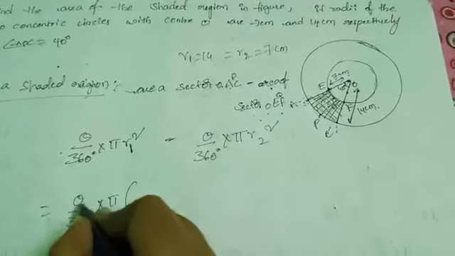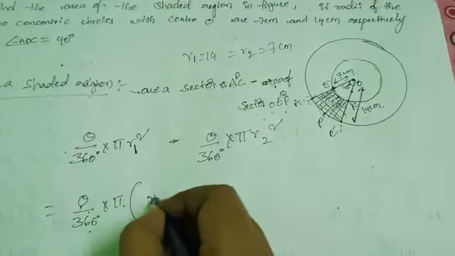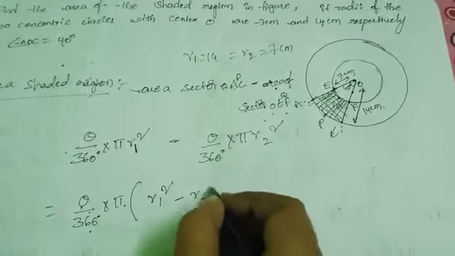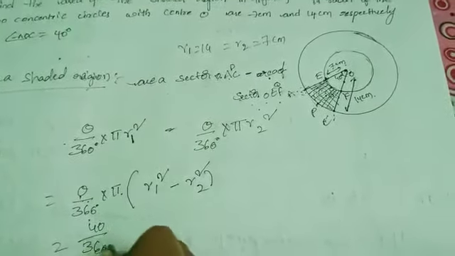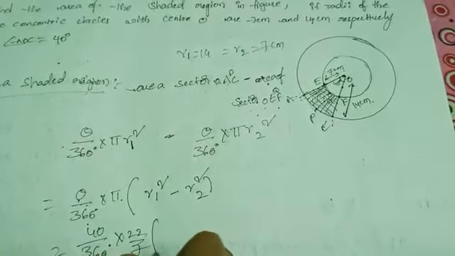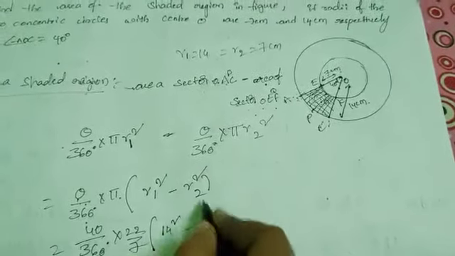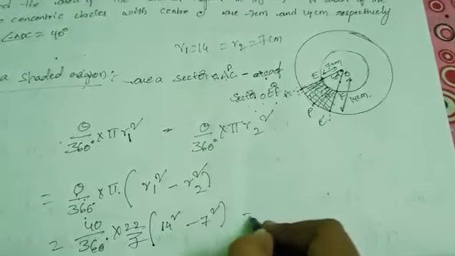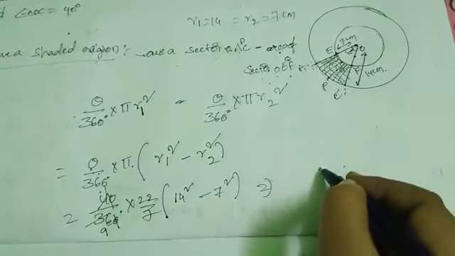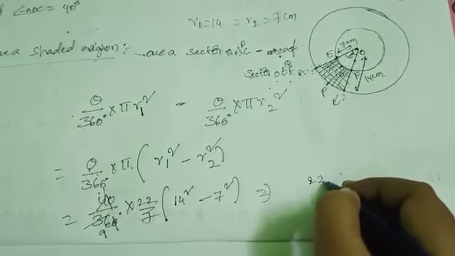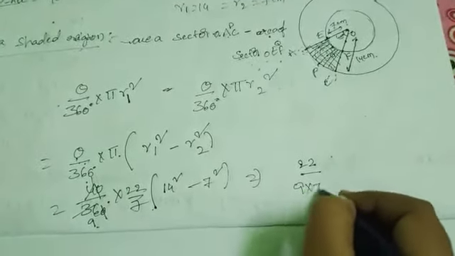Okay, theta by 360 degrees into pi. Pi is the common factor. Here the common factor is theta by 360 into pi, remaining R1 square minus R2 square. Theta value 40 degrees by 360 into pi value 22 by 7, R1 square. R1 is 14 centimeters. 14 square minus 7 square, which is equal to, 0 0 cancel, 4 ones 4, 4 nines 36, 22 by 9 into 7.